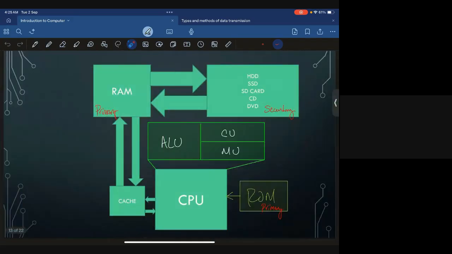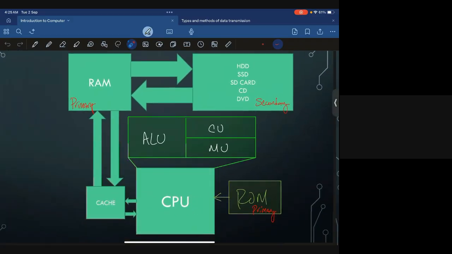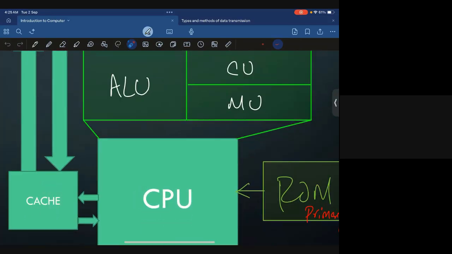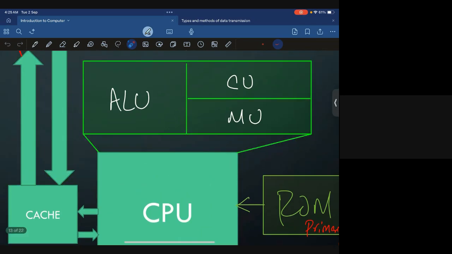Getting back to where we were, the diagram you see in front of you is a more complex working of how a computer works. I'll try and explain why we have so many memories, what's happening, and so on and so forth. Let's start with part one. The modern CPU, or modern processor, is further divided into three parts: the ALU, the CU, and the MU.